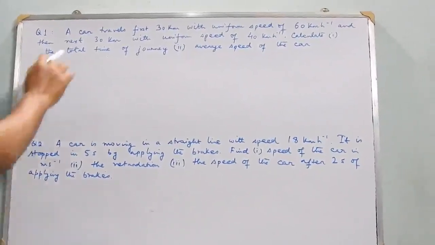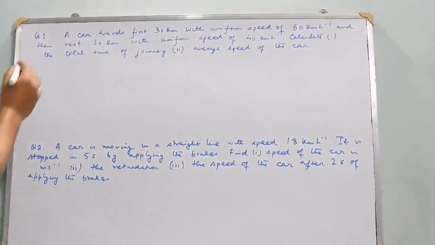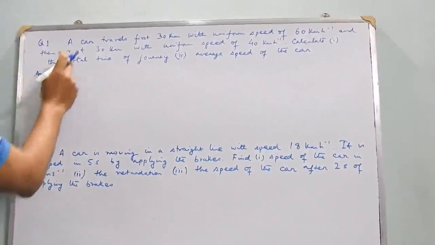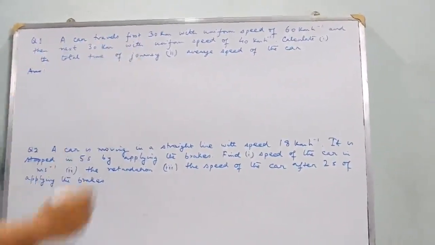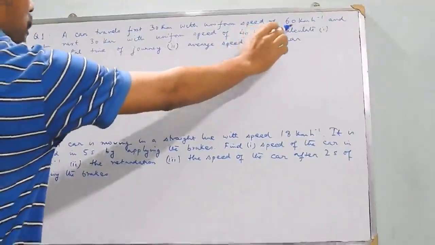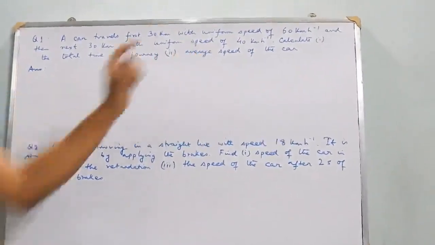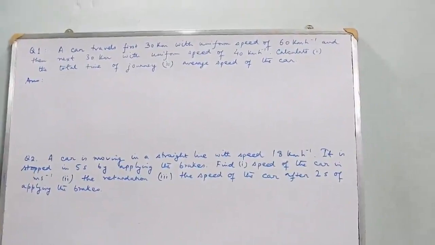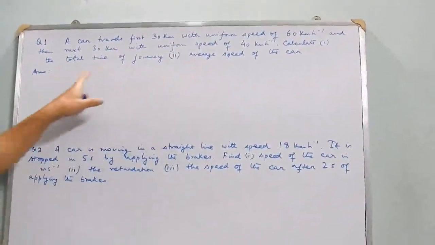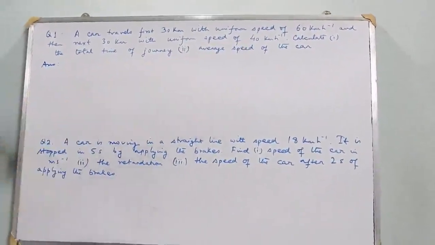Let us solve two numericals. The first numerical is: a car travels first 30 km with uniform speed of 60 km per hour and the next 30 km with uniform speed of 40 km per hour. It has been asked to calculate the total time and the average speed of the car.